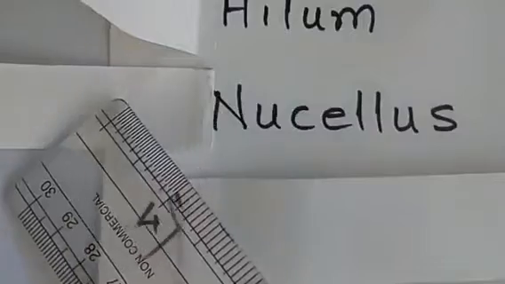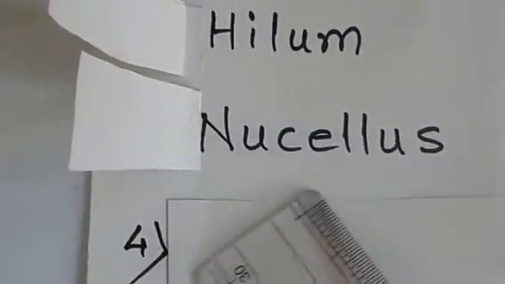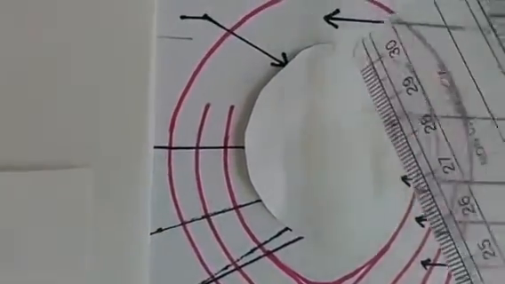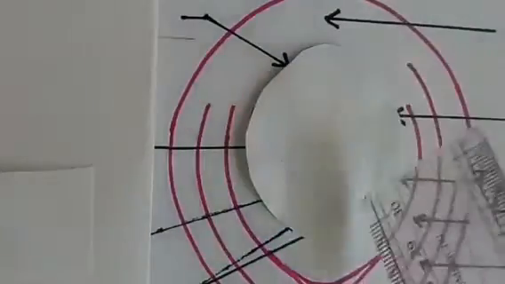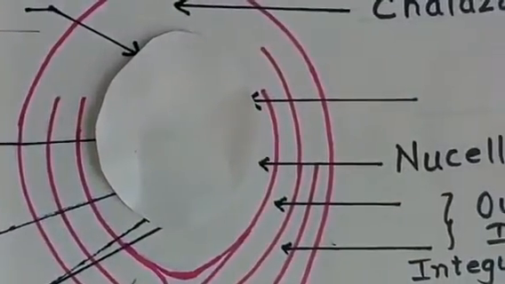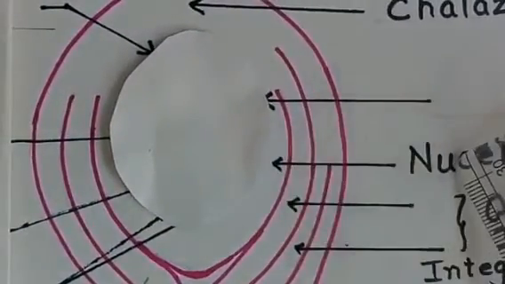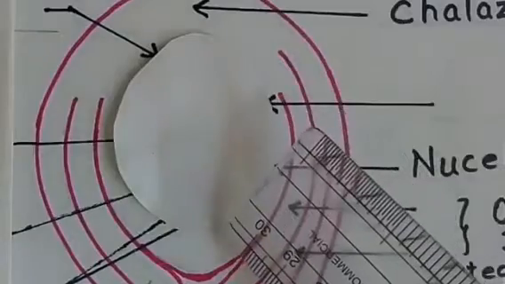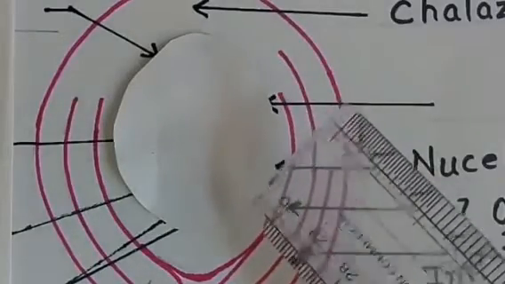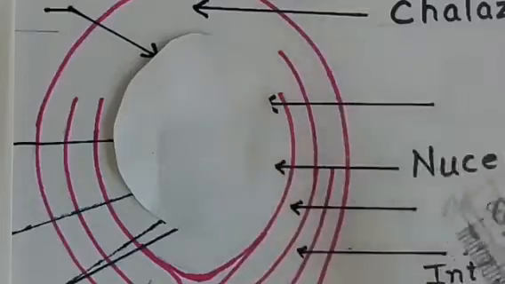Then comes the next part of the ovule. The third part of the ovule is called the nucellus. Nucellus forms the centralmost part of the ovule. So the entire central part of the ovule is called the nucellus. I have labeled it here, nucellus. Now this nucellus consists of diploid parenchymatous cells, and from these parenchymatous cells, development of female gametophyte will take place. Then the next part of the ovule is called the integuments.